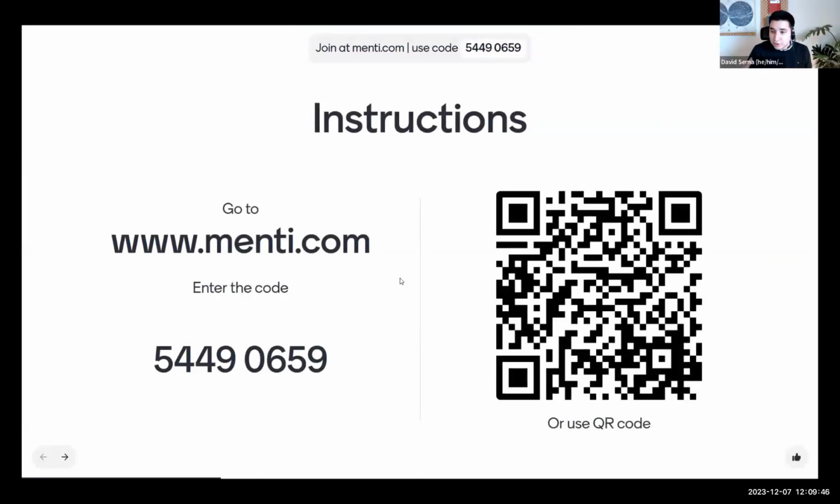Just so if you have not used Mentimeter before, there are 2 ways to join. If you go to menti.com, you can enter the code 54490659, or if you have your smartphone or smart device next to you, go ahead and scan that QR code on the screen. Once you have been logged in, just go ahead and give a thumbs up. I see 6 of you have done that. Excellent. Show us some love. Perfect, we have 13. So we'll be using this throughout the session today, so please feel free to input your submissions here.